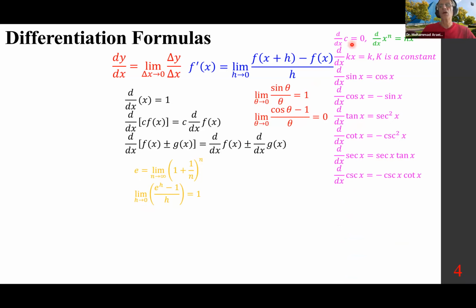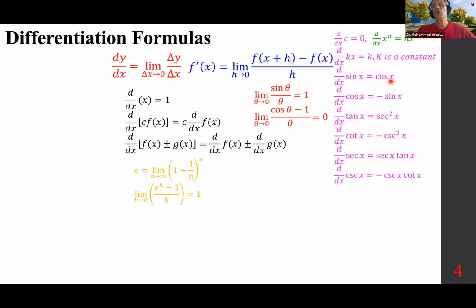But for now, this is a constant. The derivative of any constant is 0. The dx of x to the power of n is n x to the power of n minus 1. That's what's known as the power rule. Okay. The exponent sits in front and the exponent goes down by 1. The derivative of k times x, where k is a constant, is simply k.